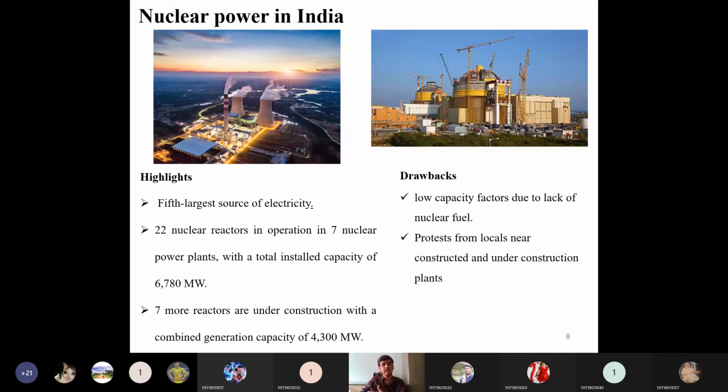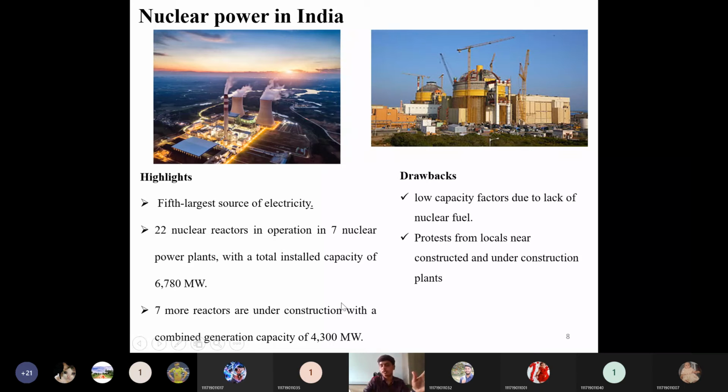Apart from this, we have common conventional sources like steam power plants, hydrothermal power plants, tidal power, wind power, everything is there. Nuclear power is the fifth largest in India, and there are 22 nuclear reactors in operation in India, in 7 nuclear power plants, with a total installed capacity of 6,780 megawatts. MW is megawatt. And 7 more reactors are under construction with a combined generation capacity of 4,300 megawatts. So there will be an addition by 2025.